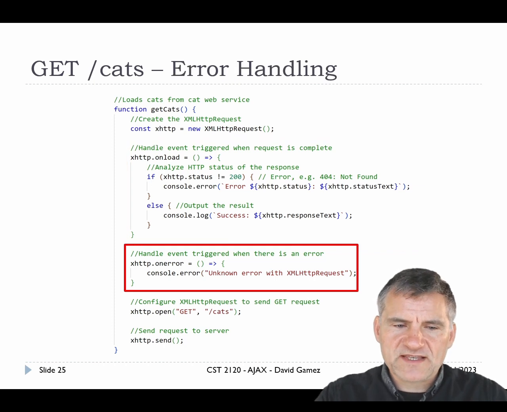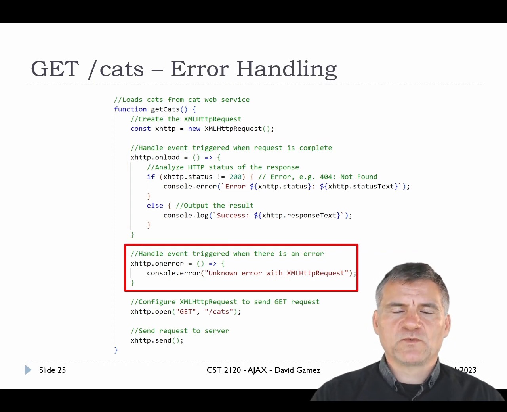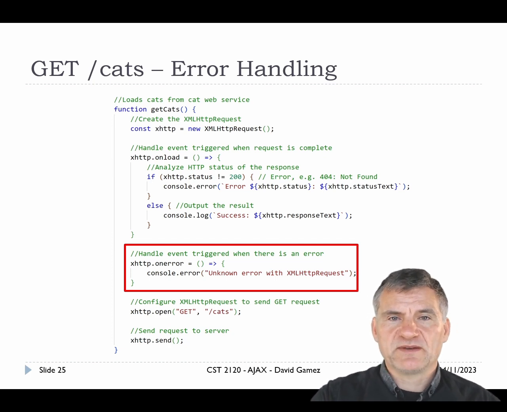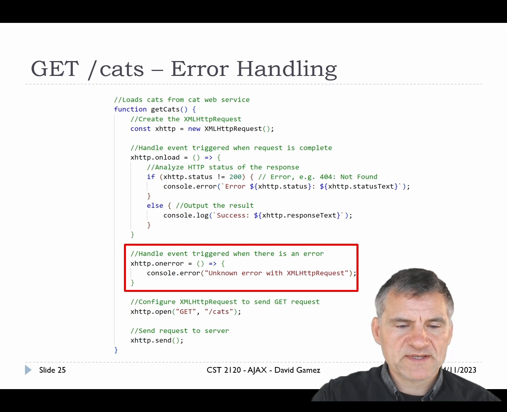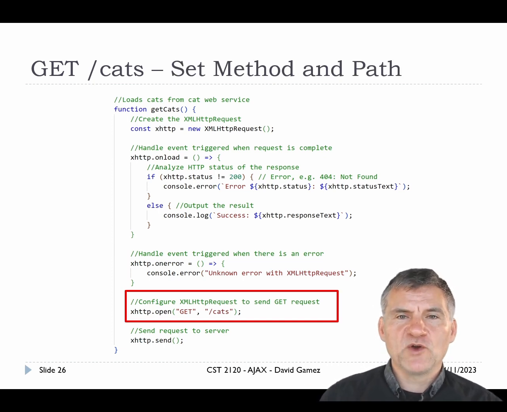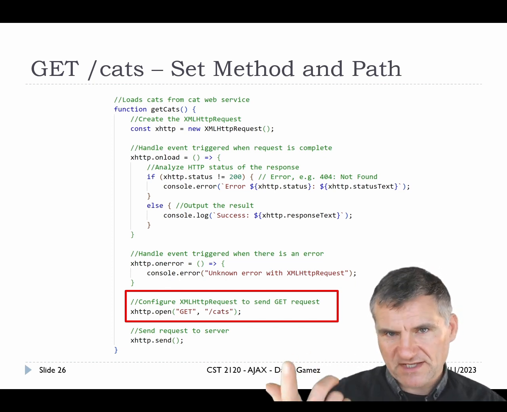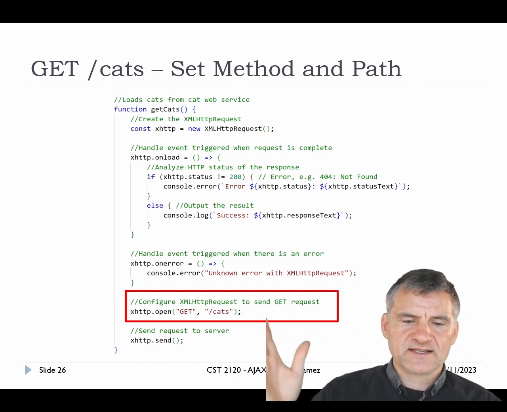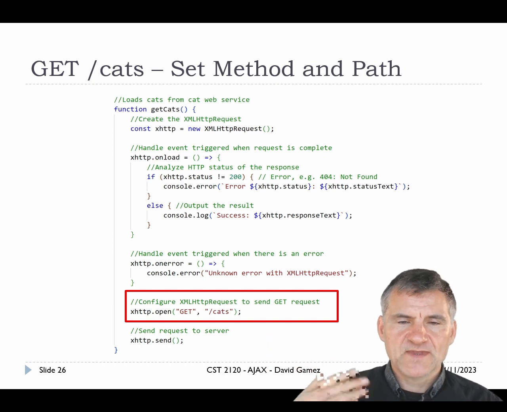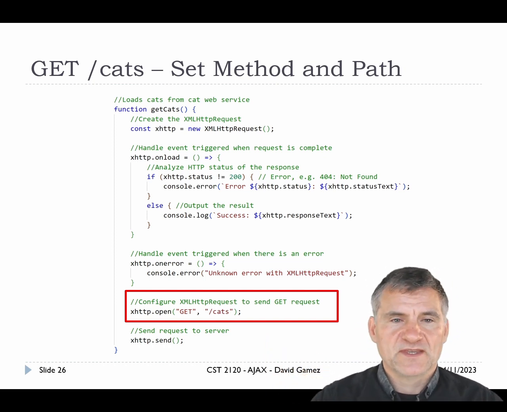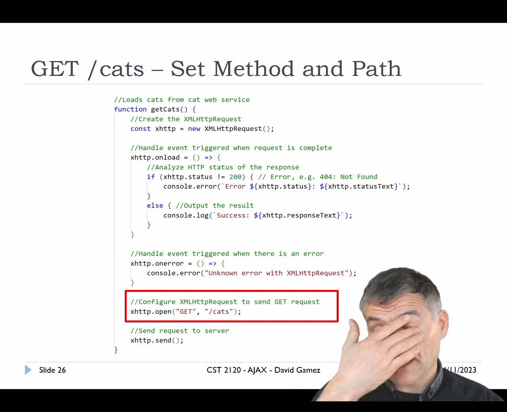Then we have this XMLHttp onerror, which may trigger if we've got some sort of weird error that we haven't handled elsewhere. I've never actually got that to work very well, but that happens sometimes. And then we configure the XMLHttp request with this open method call. There we set the method, in this case get, and we set the path, in this case cats, because we're working on the same domain as this file is being served from. So it'll be like localhost 8080, slash whatever, XMLHttp example.html.